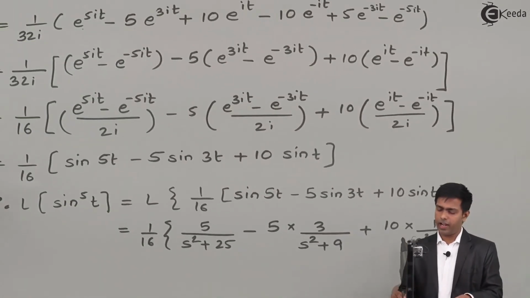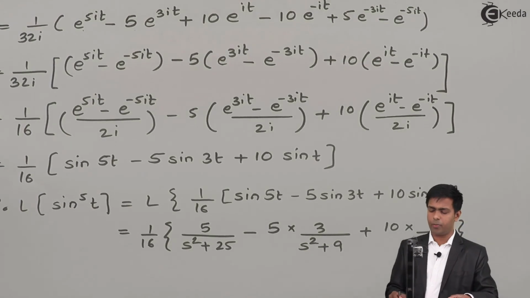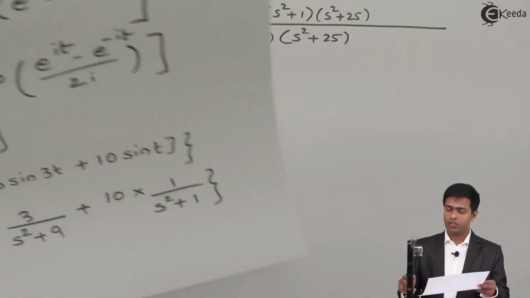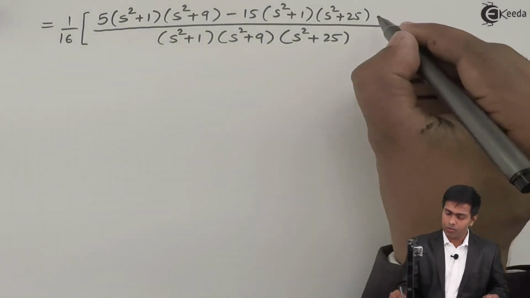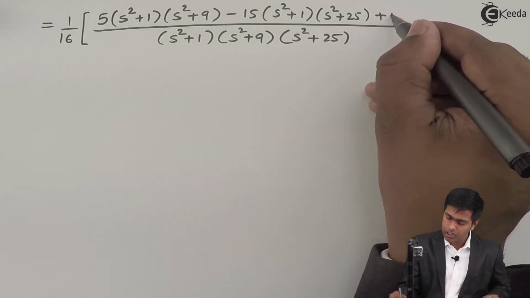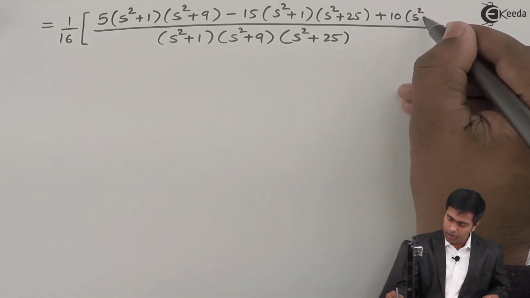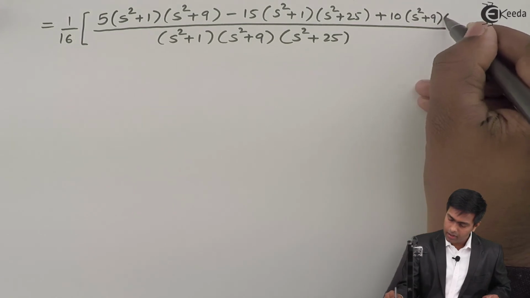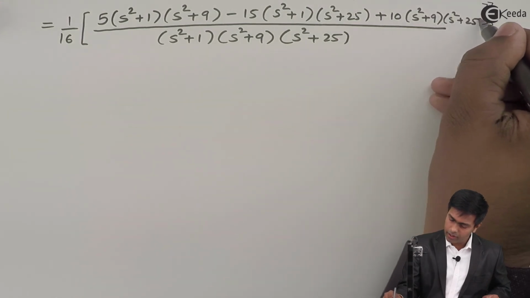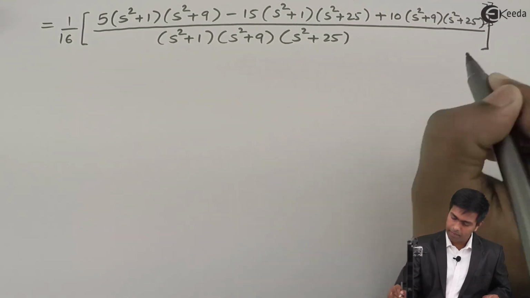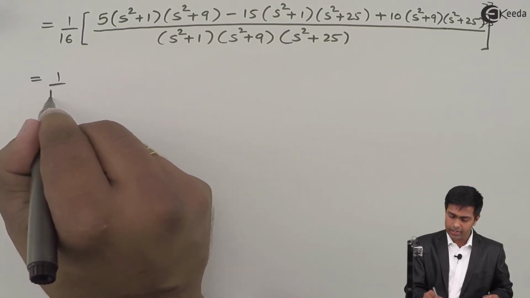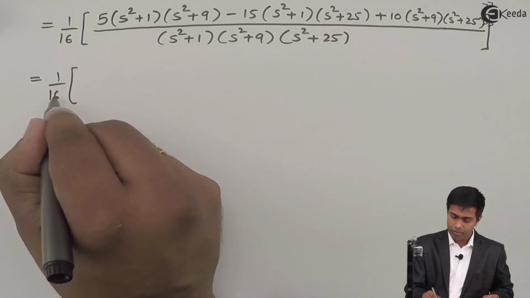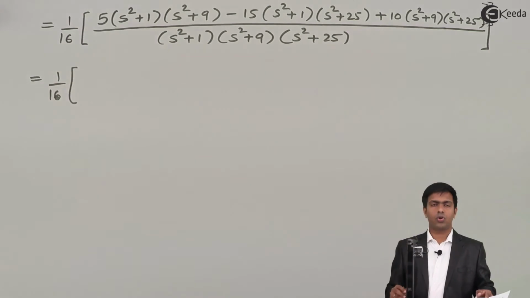And in the end we have 10 into 1, that is 10 upon s square plus 1, which do not have the other two terms. So we'll multiply by that. So plus 10 into s square plus 9 and s square plus 25. So here we'll get 1 by 16. Now we need to solve these terms.